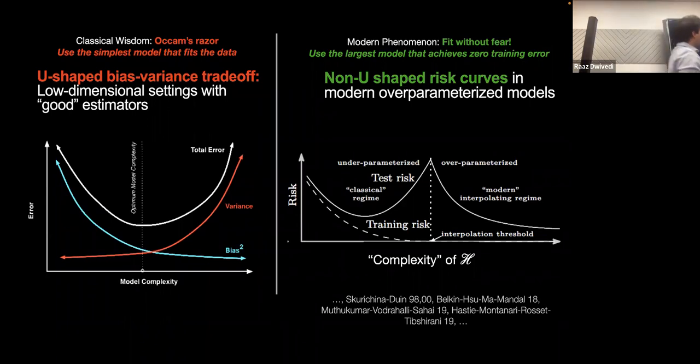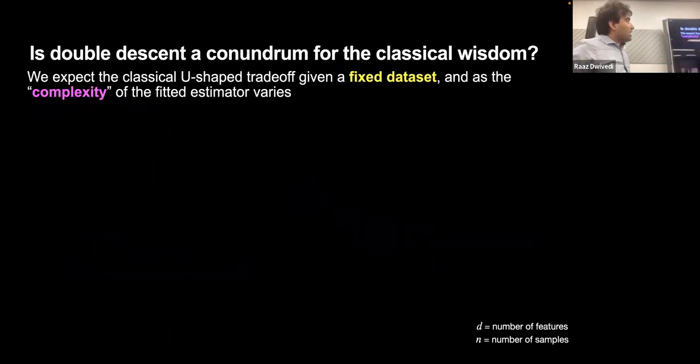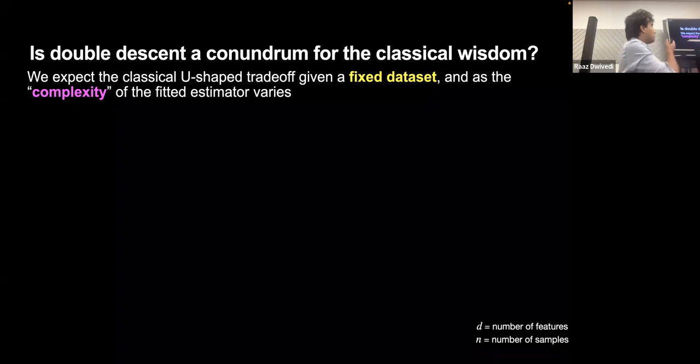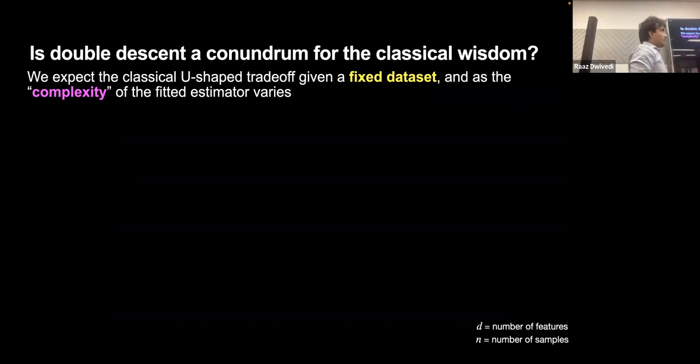The reason is that we see this U shape, and then after some time, the risk starts to go down, and as you go down further and further, you can still win. So that's the double descent, or non-U-shaped risk curves. The starting point of this work was: is there a conundrum compared to classical wisdom, or can we actually see this double descent in some modified version using the wisdom itself?